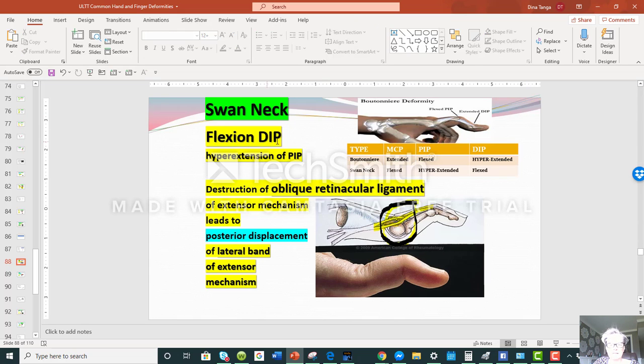So, flexion of the DIP, hyperextension of the PIP, destruction of the oblique retinacular ligament of extensor mechanism leads to posterior displacement of the lateral band of the extensor mechanism. So, flexed, extended, flexed.